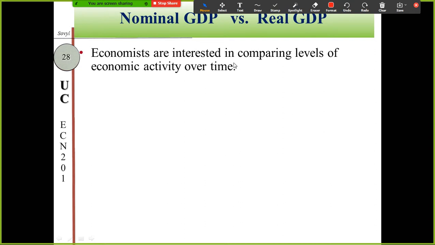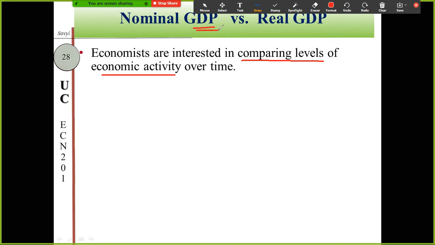GDP is a measurement that we use in order to measure economic activity. That's why when we want to compare the economic activities in one country, one province, one city, or one state, normally we go to GDP. GDP from one year to the next year is not the same value. It could change, and because of that change, we want to compare.